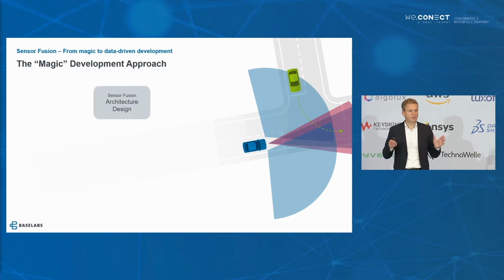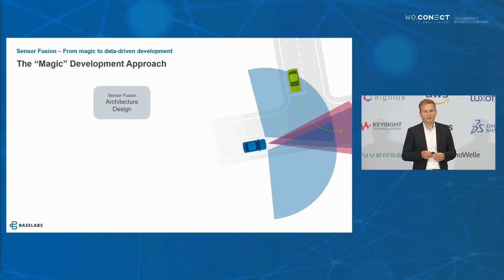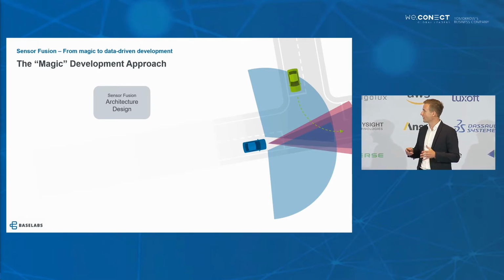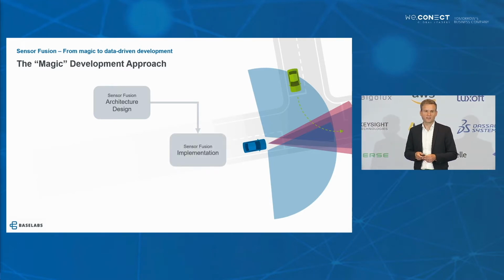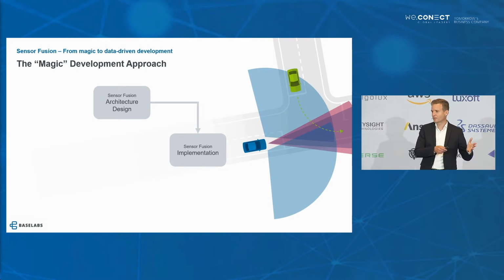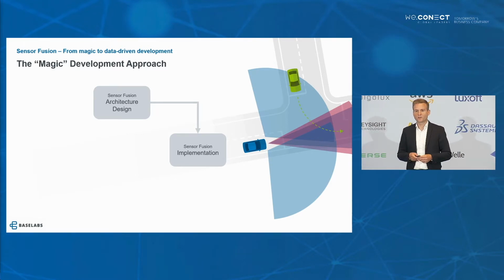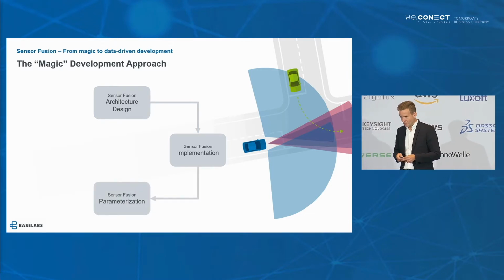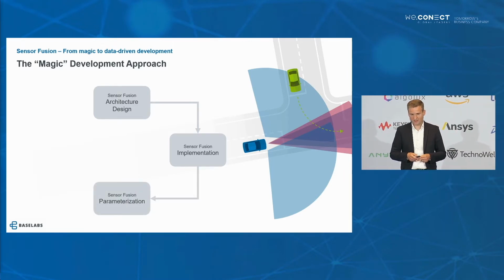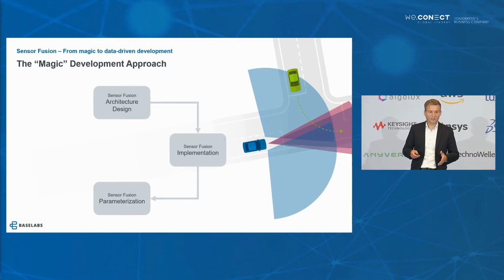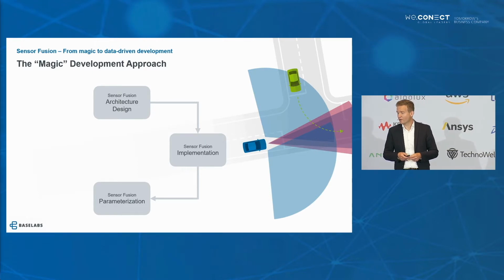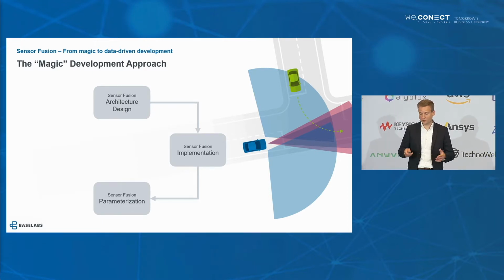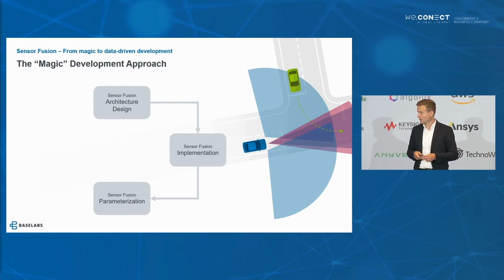Typically it all starts with some architectural design where some clever people make up their mind how the architecture of such a sensor fusion system should look like. From that design, an implementation phase can start, which takes the architectural decisions and all the components and converts them into some source code. If we have that source code, then typically there is some tuning phase and parameterization phase where lots of engineers and developers parameterize the system, find parameters and tune them so that the system does what it should do.